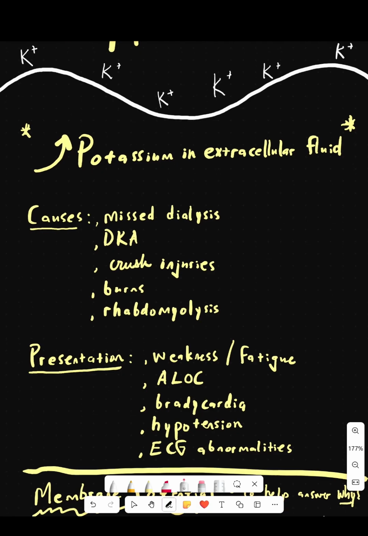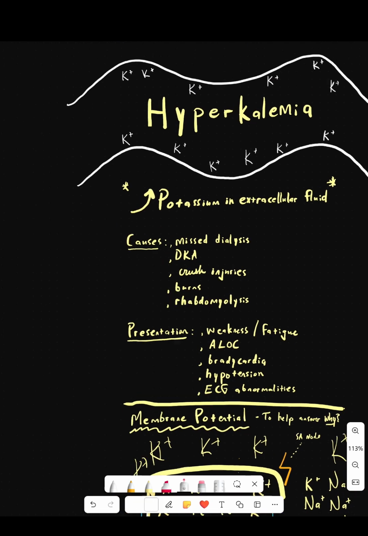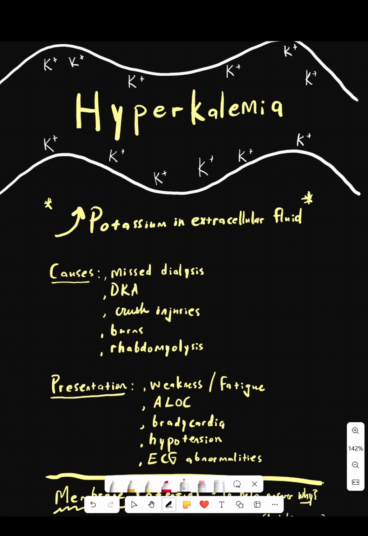Crush injuries, burns, and rhabdo are all going to have similar pathophysiology where you are experiencing the destruction of tissue. And so I have large amounts of potassium that is just being emptied into the extracellular space, and it will become circulating in that space and can then impact your patient that way. That's hyperkalemia.